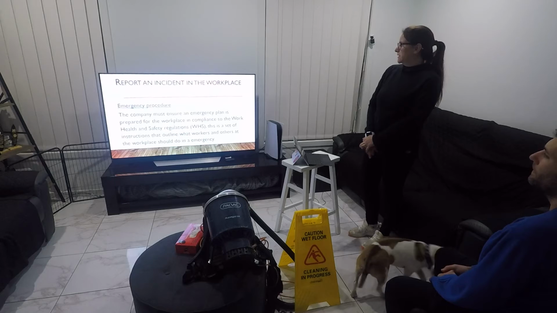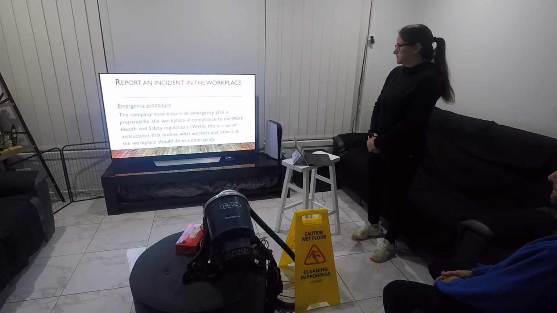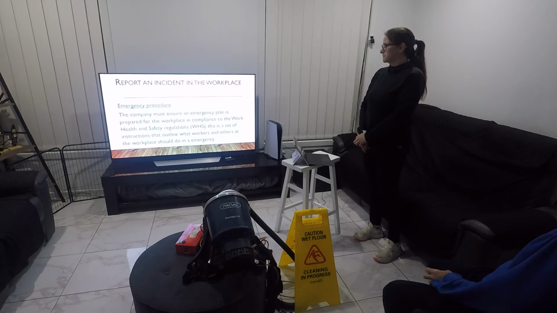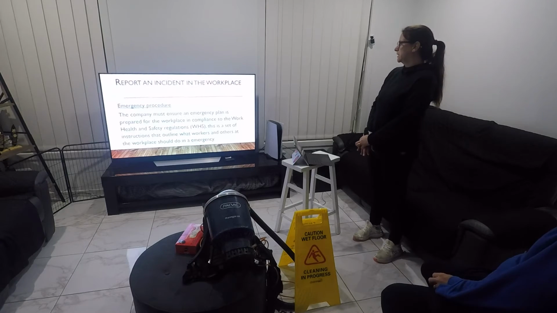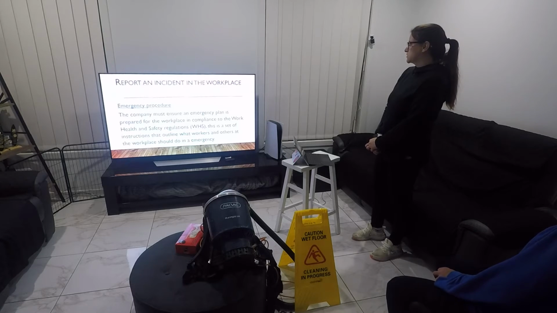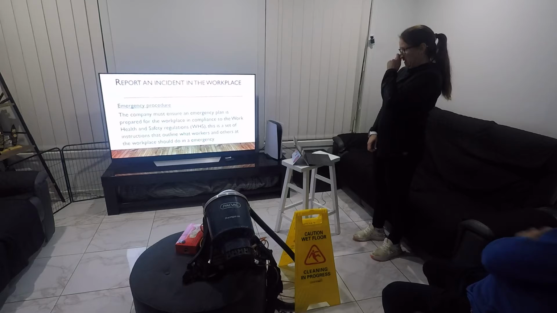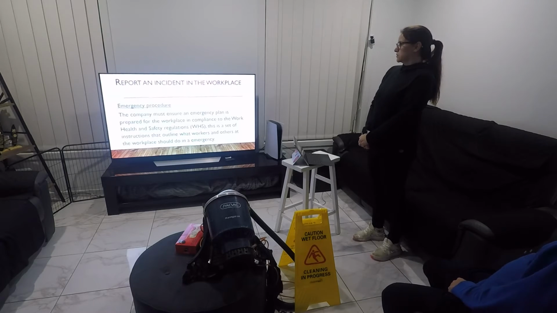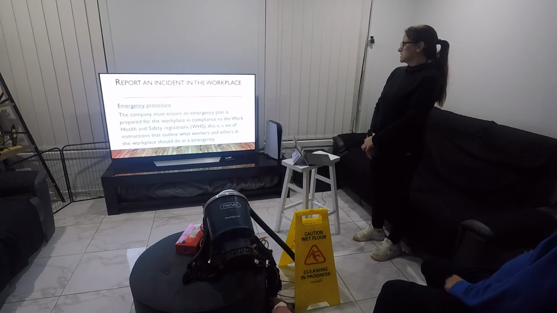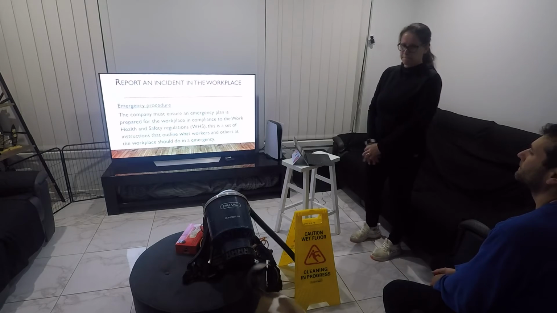Report incidents in a workplace. Emergency procedure. The company must ensure an emergency plan is prepared for the workplace in compliance to the work, health, and safety regulations. This is a set of instructions that outline what workers and others at the workplace should do in an emergency.